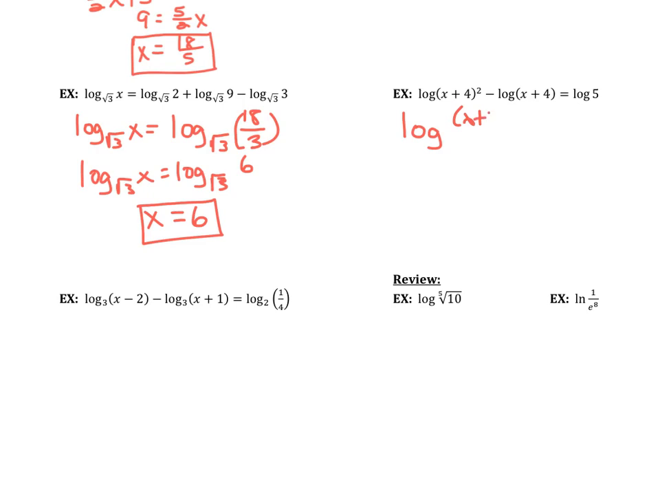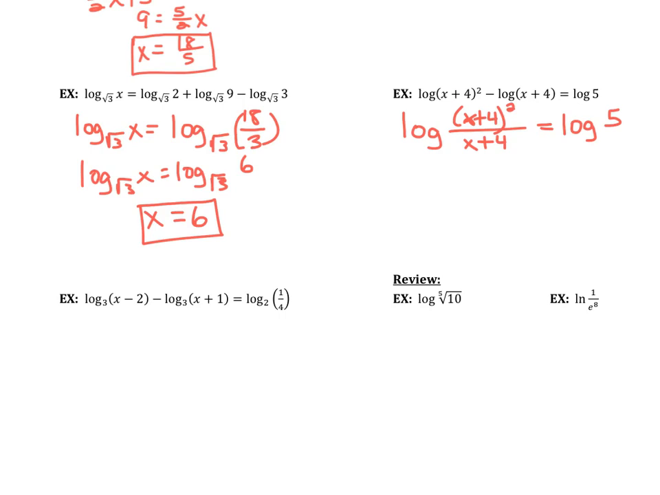So x plus 4 quantity squared divided by x plus 4. We'll come back and simplify that in just a moment. And that's going to be equal to log of 5. So now I have simplified, condensed, in other words, the left-hand side of the equation as much as I can, and the right-hand side was already condensed. Notice that I have a log on both sides of the equation, and it's base 10. So now I can set the arguments equal to each other.